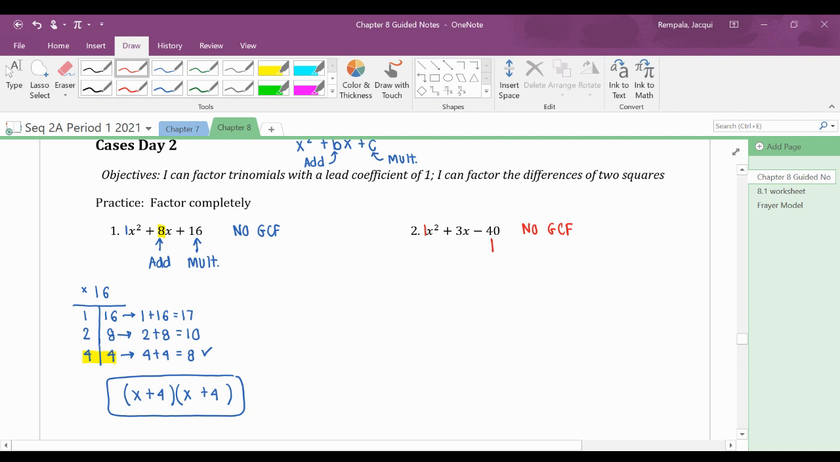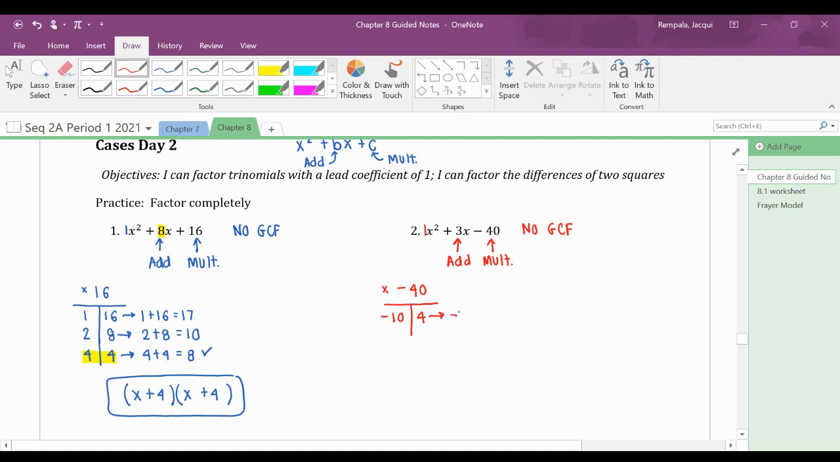So then the pattern tells us we want to find numbers that multiply to the last number and add to the number in the middle. So be very careful with your signs. This time, 40 is negative. So when you're thinking about two numbers that multiply to a negative, you have to have one positive and one negative. So if I start trying to think of some numbers, notice that one option would be negative 10 times 4. That definitely multiplies to negative 40.